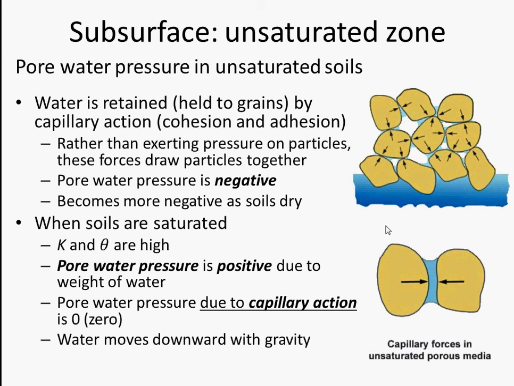This is, again, in contrast to when soils are saturated. When soils are saturated, hydraulic conductivity and water content are high. Pore water pressure is positive due to the weight of overlying water. And pore water pressure due to capillary action is zero, because there is no capillary action yet. It's all positive pressure due to weight of water. And in this case, water moves downward with gravity and down the hydraulic gradient.